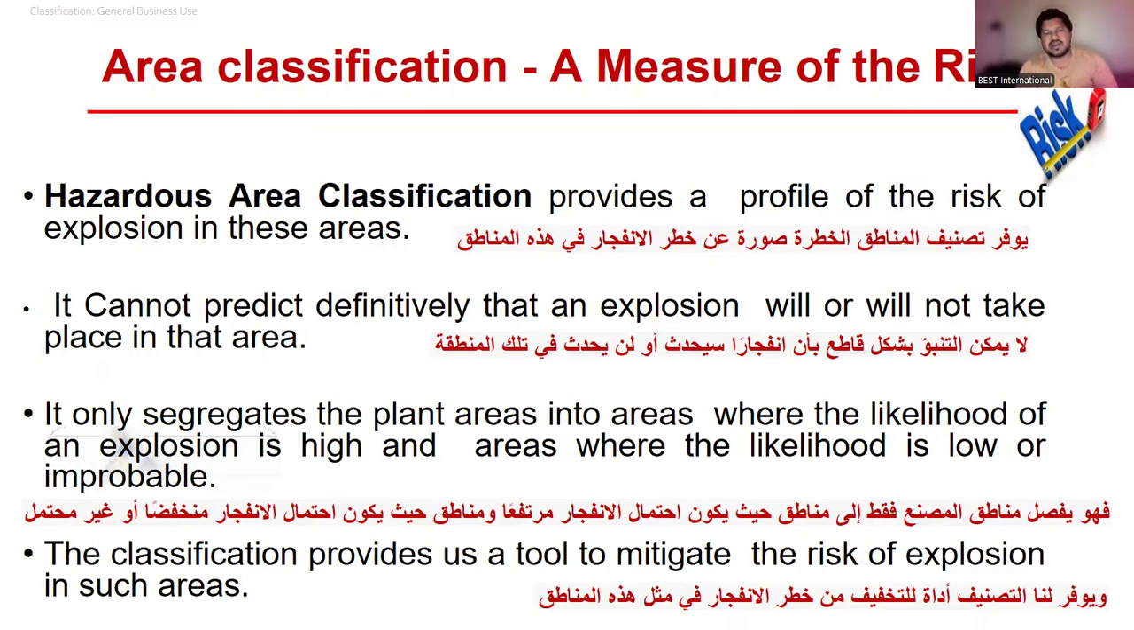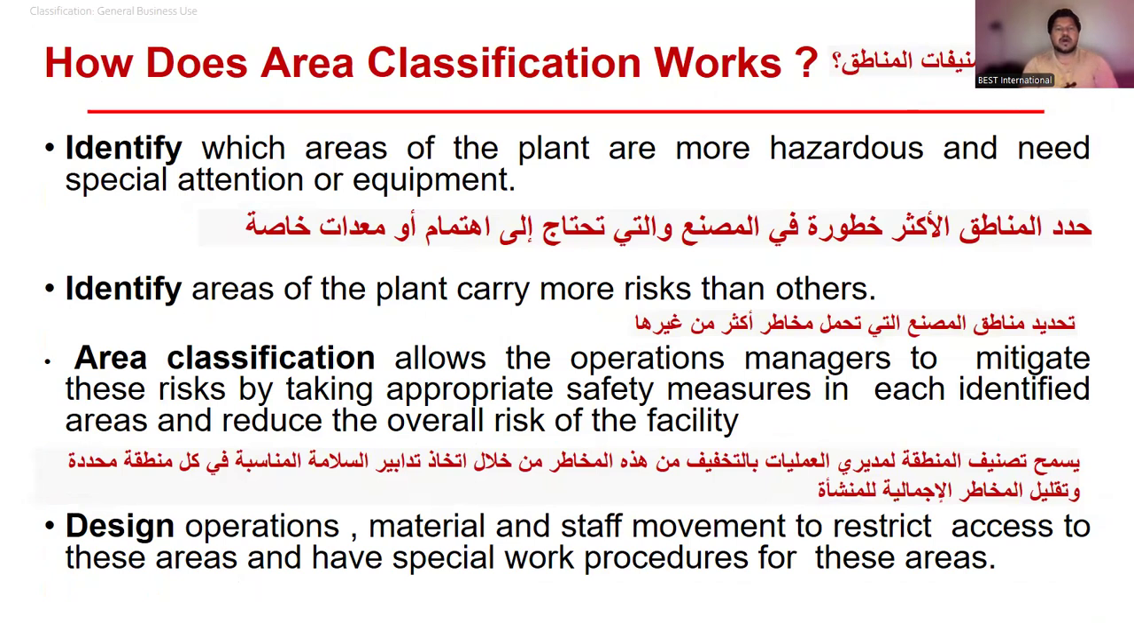That's why, even for the classification, keep them engaged, keep working with them and tell them this is why the classification is important. This is why zone zero has different controls, more stringent, and in the same way zone one and two accordingly, and why barricading is important, why the work permit is important, why we are doing all these things, because ultimately we have to mitigate the risk of explosion in such areas. That's the ultimate goal. How does area classification work? Identify, identify, identify. Wherever you have a hazardous area or plant where any equipment needs proper or special attention, identify areas of the plant carrying more risk than others.